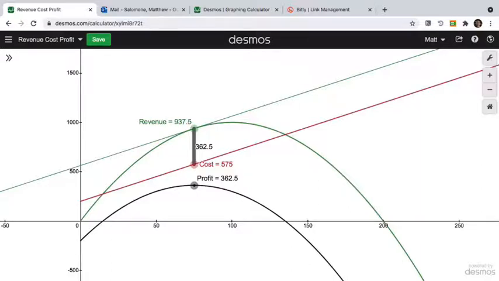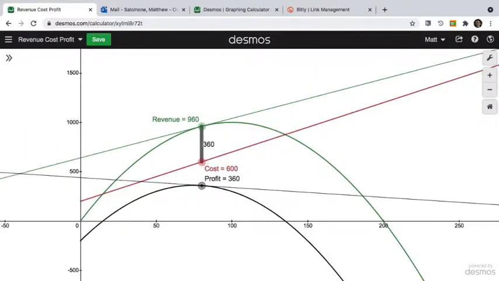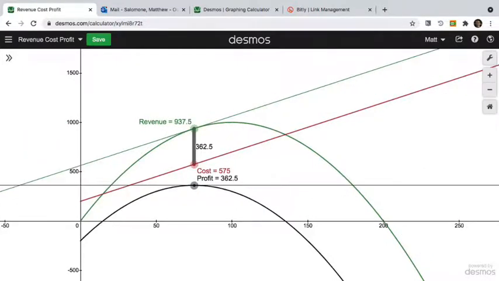Let me put the tangent line into that one also. So what's going on with the tangent line to the profit function at that place where the profit function is being maximized? Right there. So the revenue and cost graphs have the same slope. What slope does the profit function have? 0. How do we know it's 0?